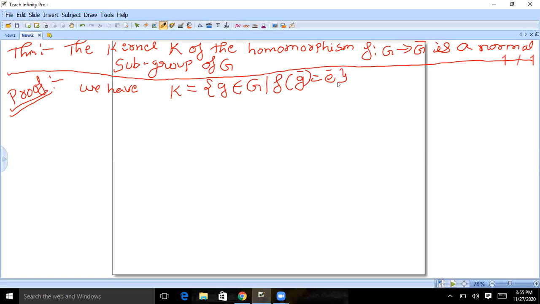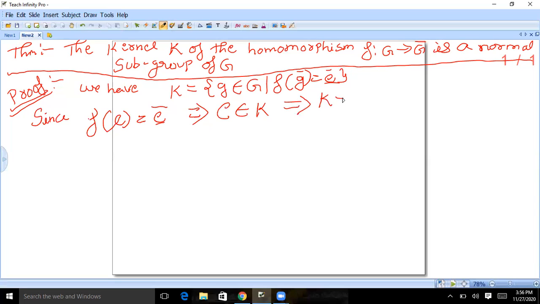So next we shall see, since f of e is equal to f of e, we have already seen that f of e is equal to e bar. Therefore f of e is equal to e bar, which means e belongs to capital K. Okay, so this e bar belongs to the same. So we write e belongs to capital K, therefore capital K is always non-empty. Capital K is non-empty. Okay, it is always non-empty.